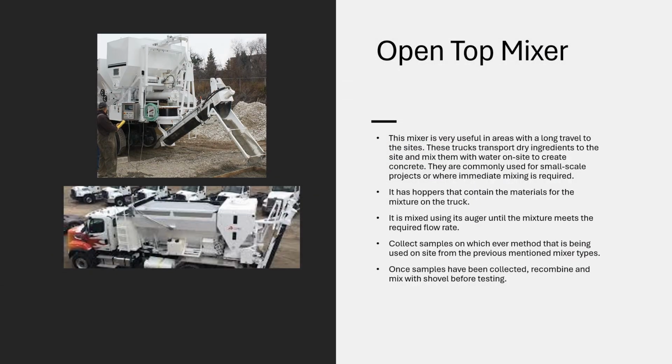Open top mixer. This mixer is very useful in areas with a long travel to sites. These trucks transport dry ingredients to the site and mix them with water on site to create concrete. They are commonly used for small-scale projects or where immediate mixing is required. It has hoppers that contain the material for the mixture on the truck. It is mixed using an auger until the mixture meets the flow rate.